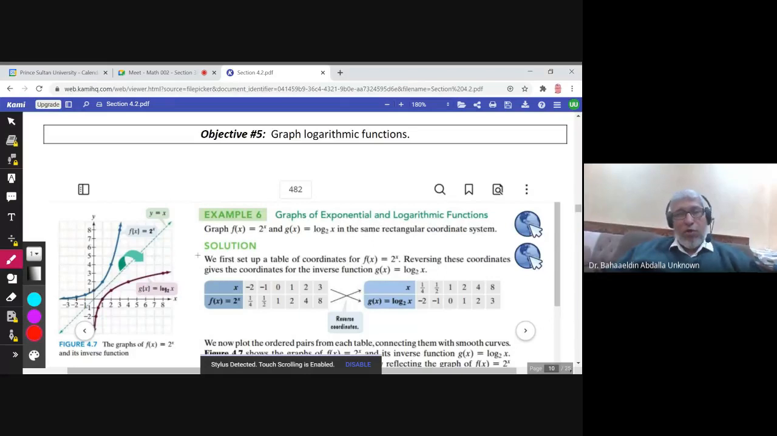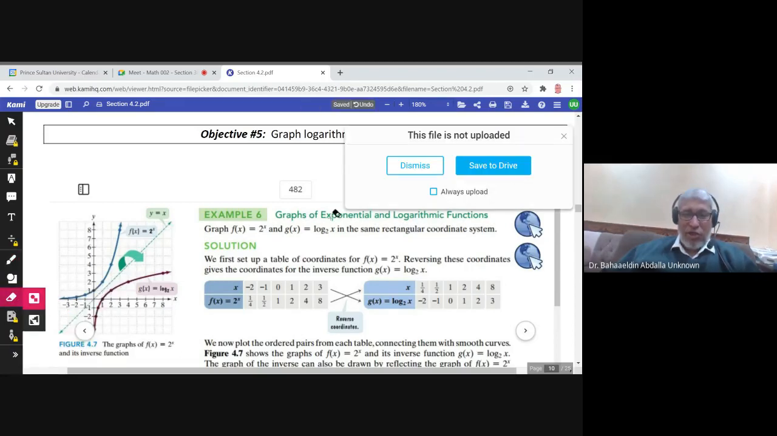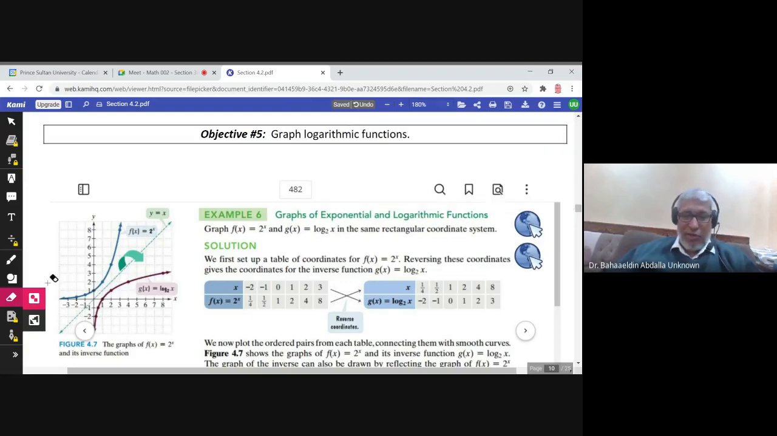We are in section 4.2, and this is objective 5, how to graph logarithmic functions. We studied exponential functions in 4.1, and this is the graph in blue. This is the graph of f of x equals 2 to the power x, and this is the line y equals x. If you reflect the graph of f of x equals 2 to the power x about the line y equals x, you get the graph of the inverse function, which is y equals log x to the base 2. So y equals log x to the base 2 is the inverse function of f of x equals 2 to the power x. The question, how to graph this function?